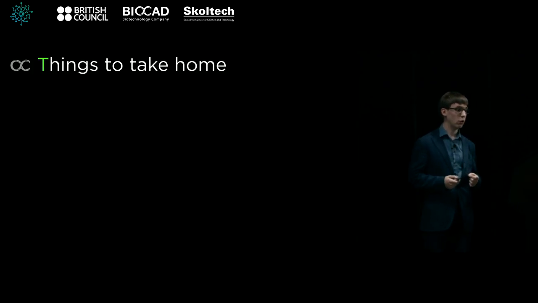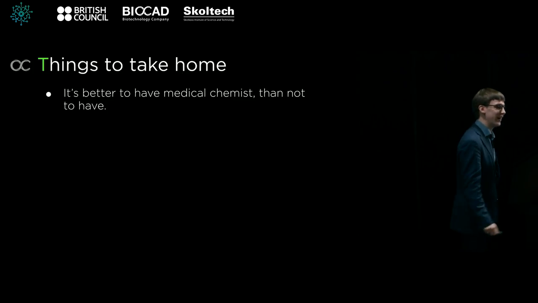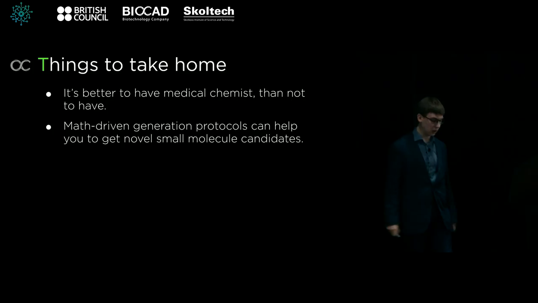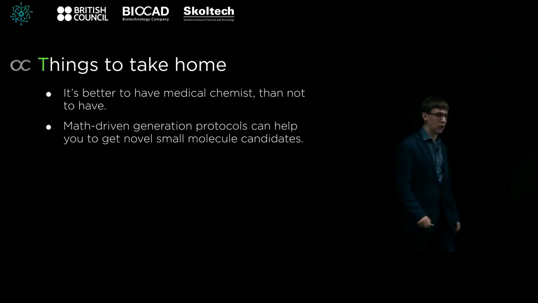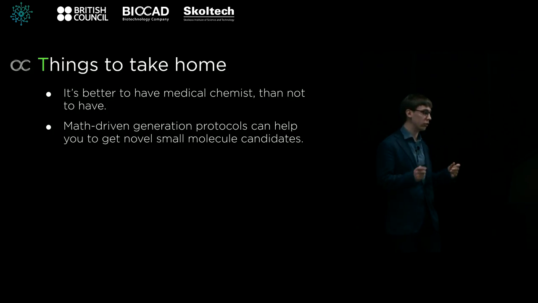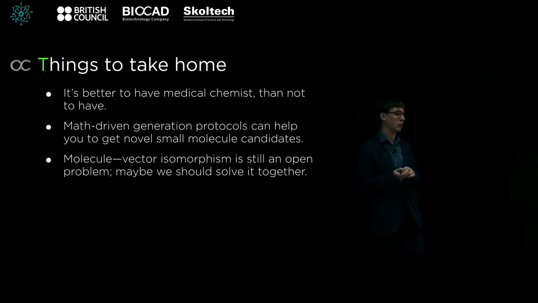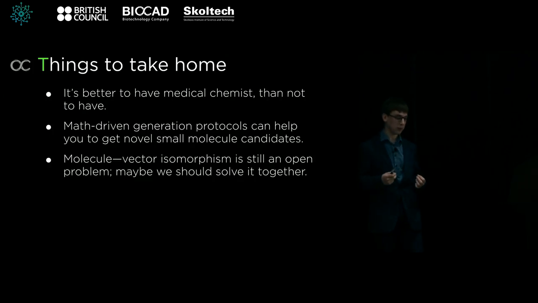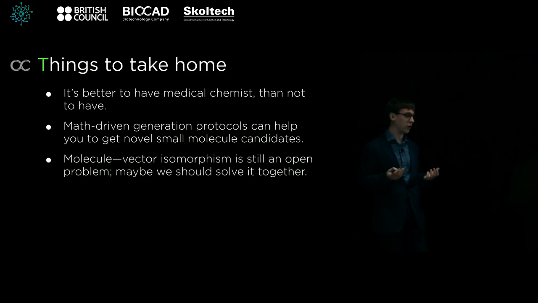Okay, so some things to take home from this talk. First of all, of course, it's better to have medical candidates than not to have them, but if you do not have one, use math a lot, because there are lots of great mathematical methods from adjacent areas that you can use in drug discovery. Of course, when you use machine learning techniques and work with small molecules, you always need some molecule-vector isomorphism, and it is a real problem, and maybe we should solve it all together, because when we find some suitable solution, we can increase the quality of the whole small molecule research area.